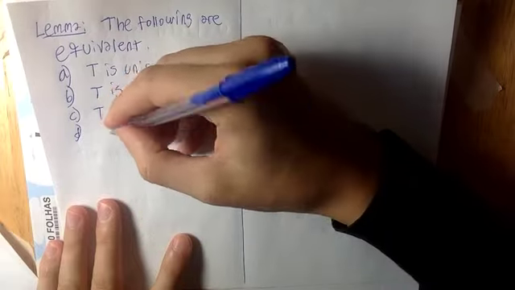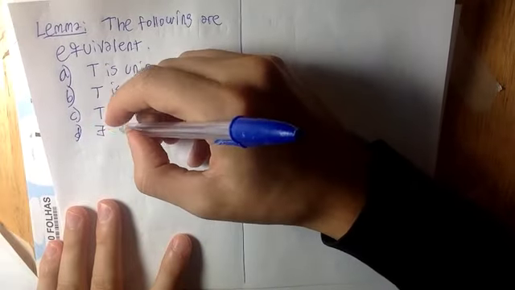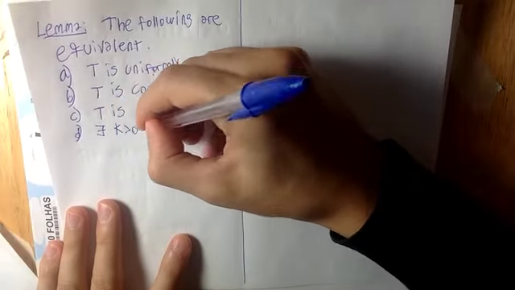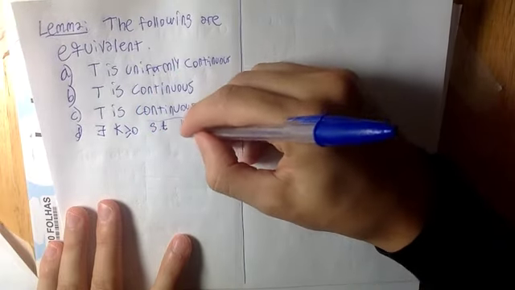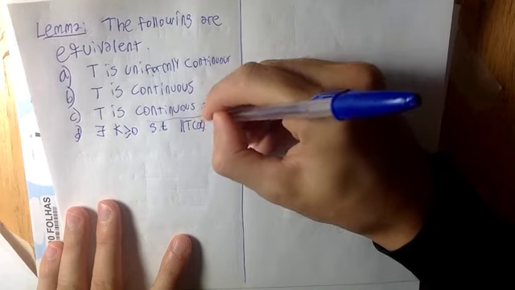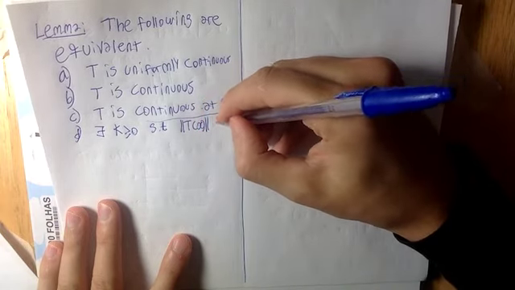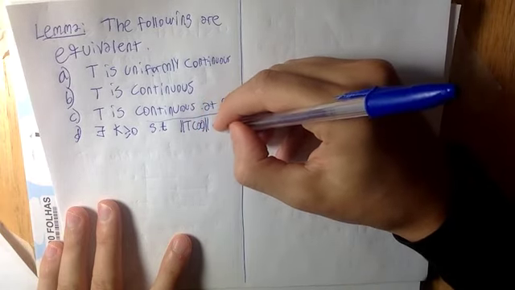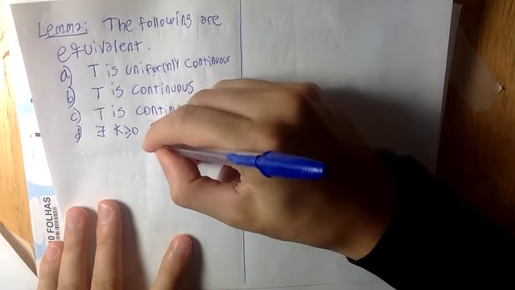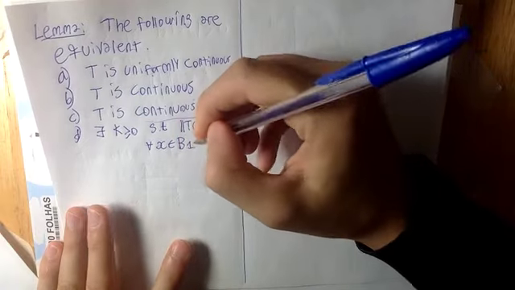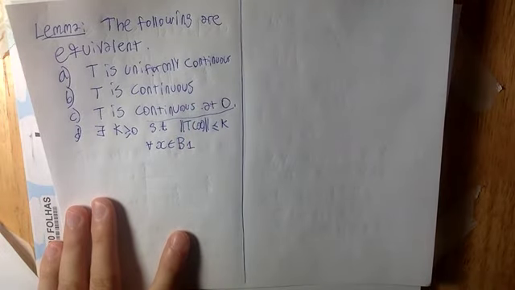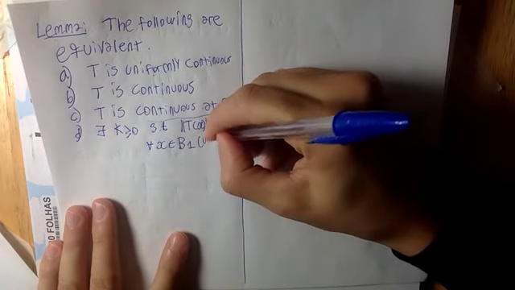D: there exists a k bigger or equal than 0 such that the norm of T of x is less or equal than k for every x in B1. This is the unit ball in X.